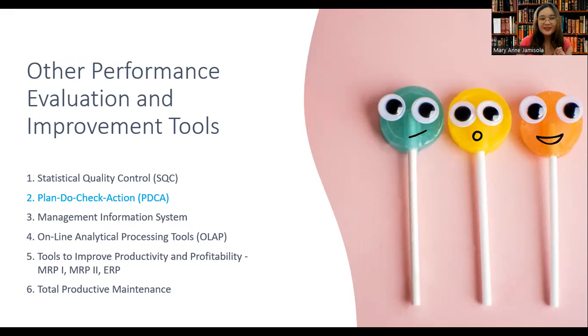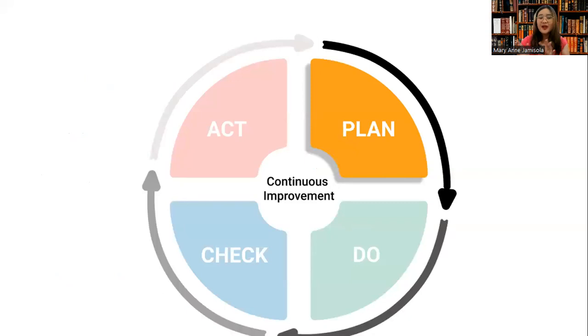So let's get started. What does PDCA stand for? P for plan, D for do, C for check, and then A for act. This is actually a cycle, so you have to follow the steps chronologically.